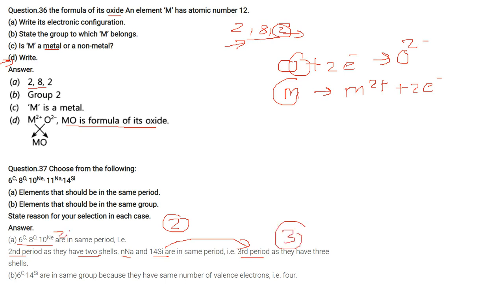Elements that should be in the same group. Carbon and silicon are in the same group because they have the same number of valence electrons, 4. Carbon is 2, 4, and silicon is 2, 8, 4.